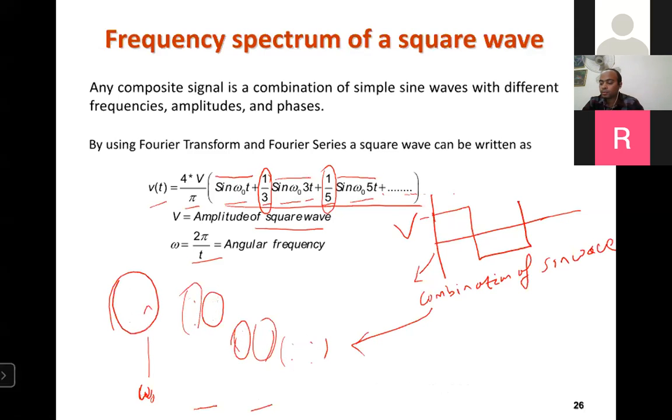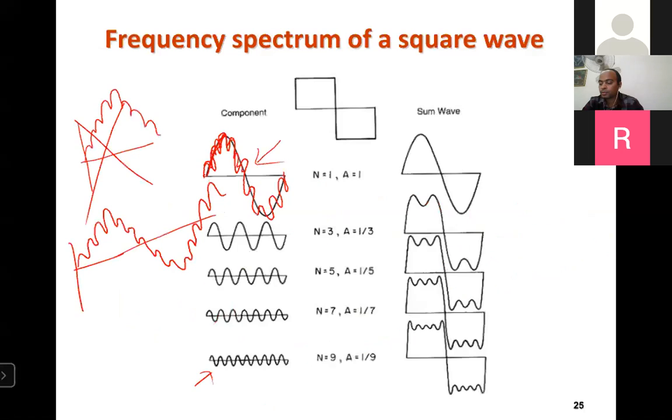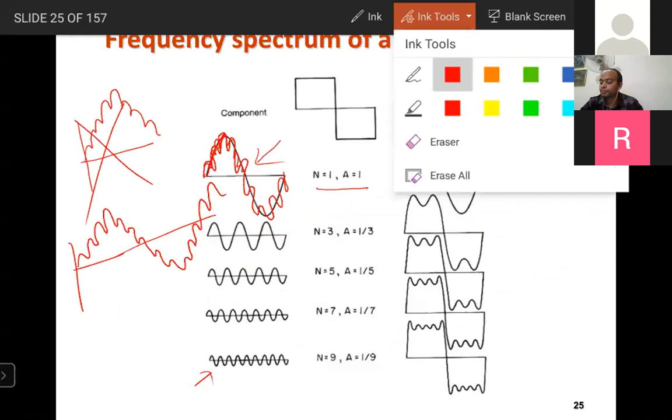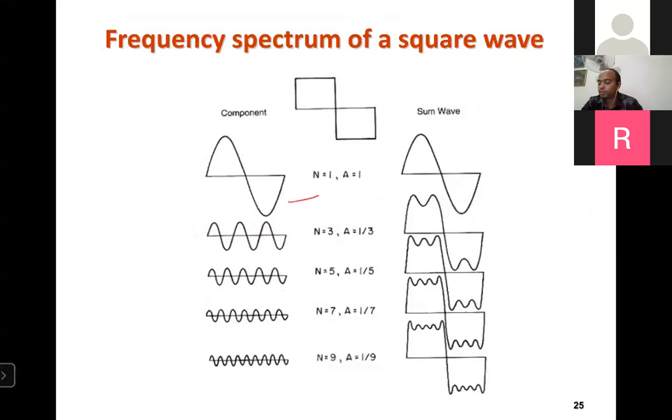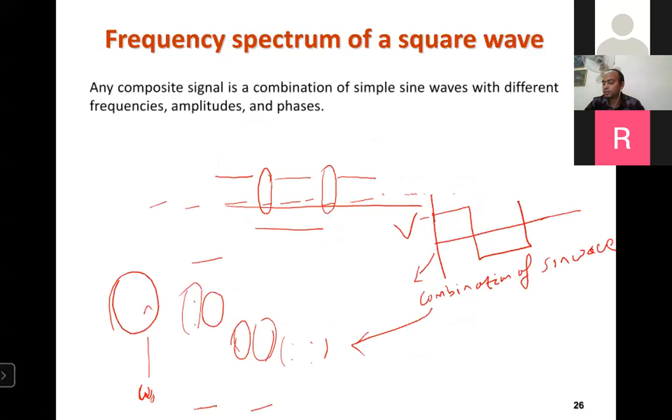Here we have seen that the first one is the pure sinusoidal wave. Next is the third harmonic with amplitude of 1/3, then the fifth harmonic with amplitude of 1 by 5, then the seventh harmonic with amplitude of 1 by 7. Like this, we have different harmonic components. If you add them, then you will get a square wave.